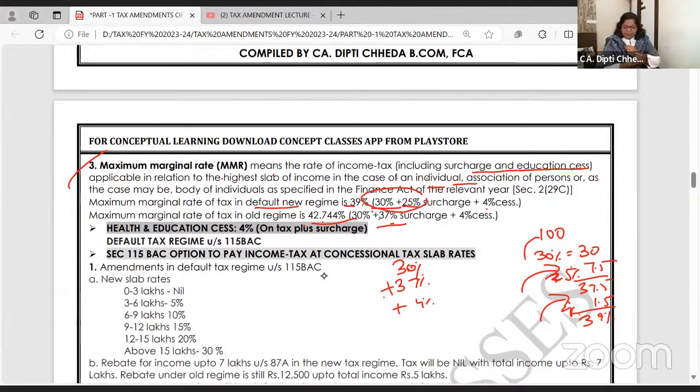So the MMR concept is clear. Any doubts you have? Listen, dear students, कोई doubt छोटा बड़ा नहीं है. Click the picture and send it to me on Telegram with the topic, for tax or for costing.